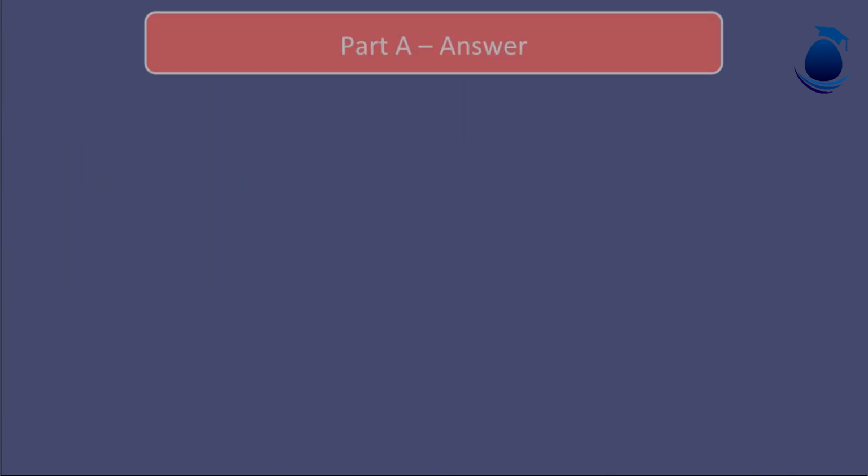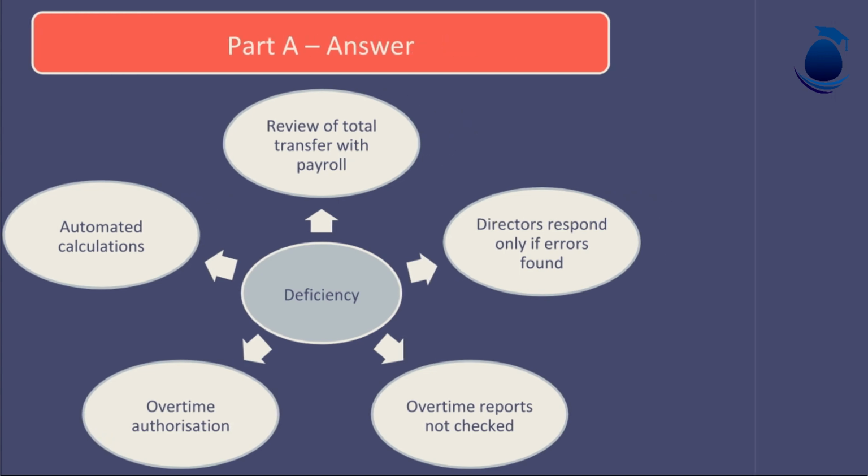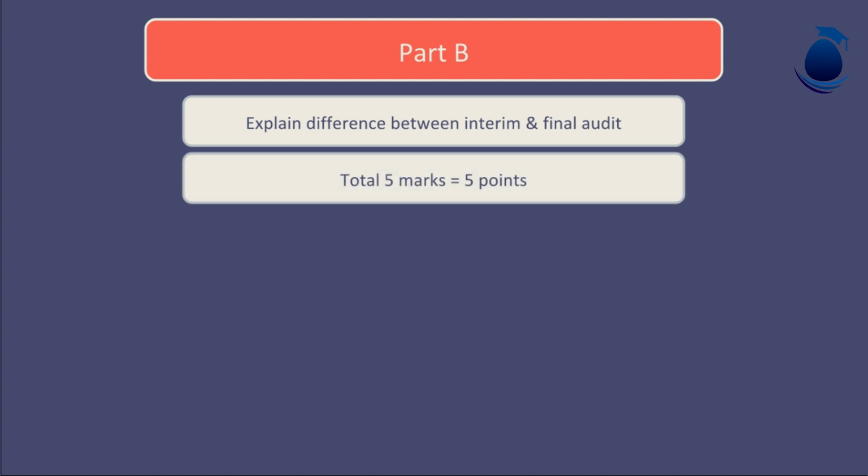All 5 deficiencies have now been presented, explaining clearly the reason why there are deficiencies in controls, the recommendation, and the test of control. The next step is to now move on to Part B. Part B requires us to explain the difference between an interim and a final audit. It is for 5 marks, and therefore requires 5 points.